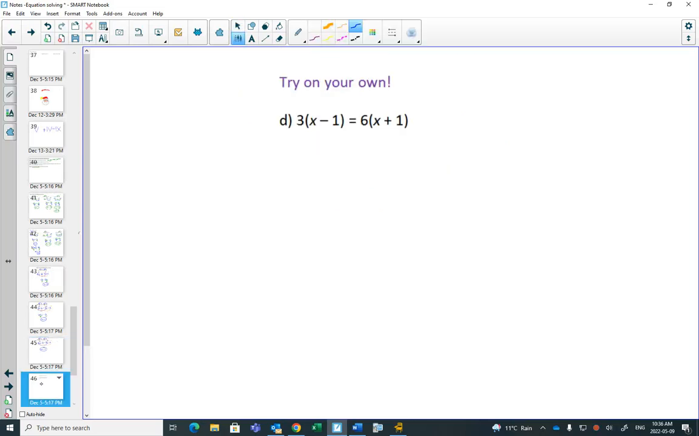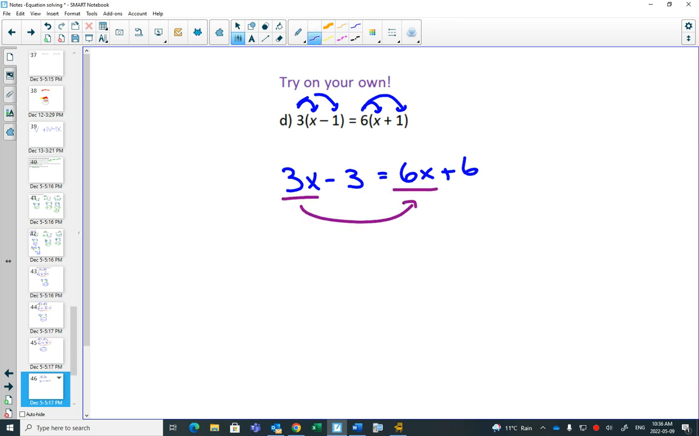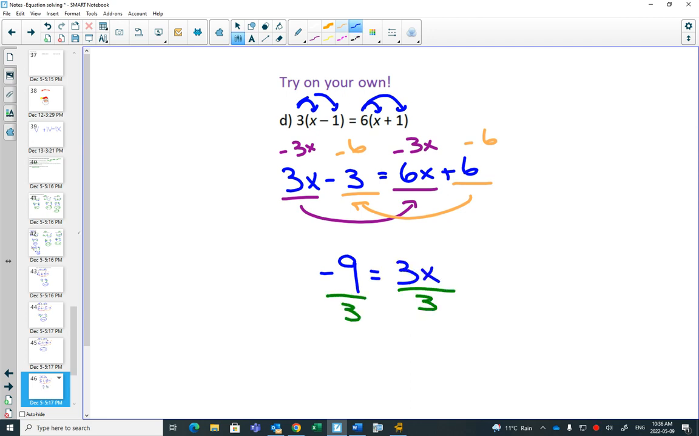Question number 1. Did you distribute and get 3x minus 3 and 6x plus 6? Then these are like terms. In this case, I'd move it to this side. Minus 3x, minus 3x. These are like terms, and I have to move the numbers to this side. So minus 6 and minus 6. What does that give me? Minus 9 equals 3x. Divide both sides by 3. And x is equal to minus 3 for the first one.